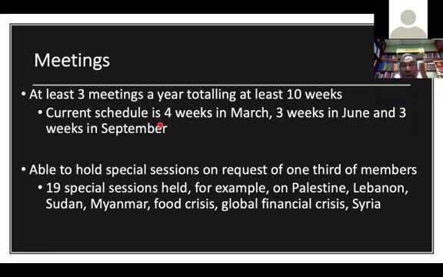So 10 weeks, 3 meetings. When? March, June, September. Usually 4 weeks in March, 3 weeks in June, and 3 weeks in September. Slight changes can be there, but 3 meetings a year. Some agendas are brought in March, some in June, some in September.